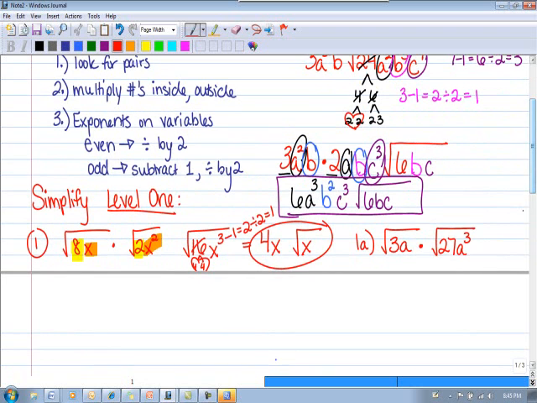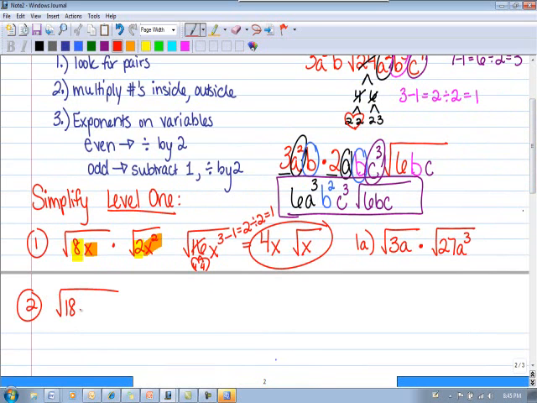Okay, and then we'll work on problem number 2, which is the square root of 18y cubed x squared times the square root of 8x squared. And this one is very similar to the last one. It's just got a little bit more to it. So we're going to do 18 times 8, just like the last time.